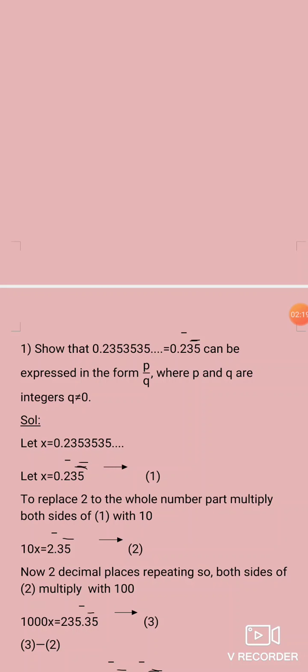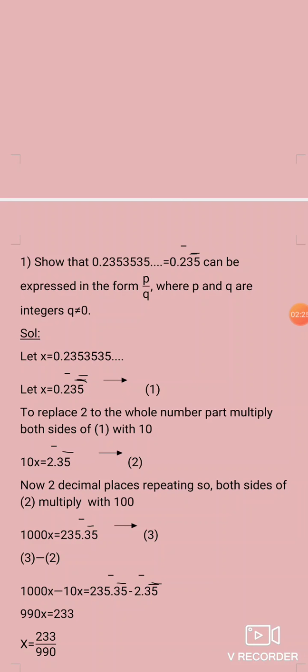Now you need to subtract equation number 2 from equation number 3. That is 1000x minus 10x is equal to 235.35 bar minus 2.35 bar. That is what? 990x is equal to 233. That is 235 minus 2 is equal to 233, and 0.35 minus 0.35 becomes 0. So x is equal to what? 233 by 990, which is in the form of p by q. So we express the decimal form of the rational number in the rational p by q form. Okay.